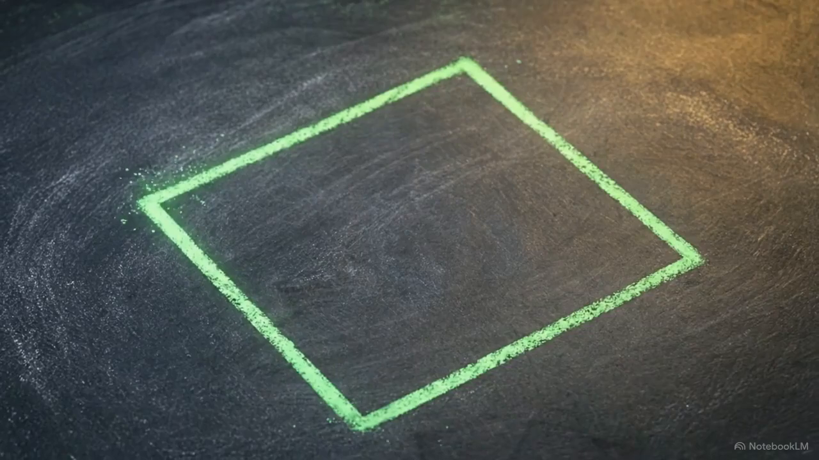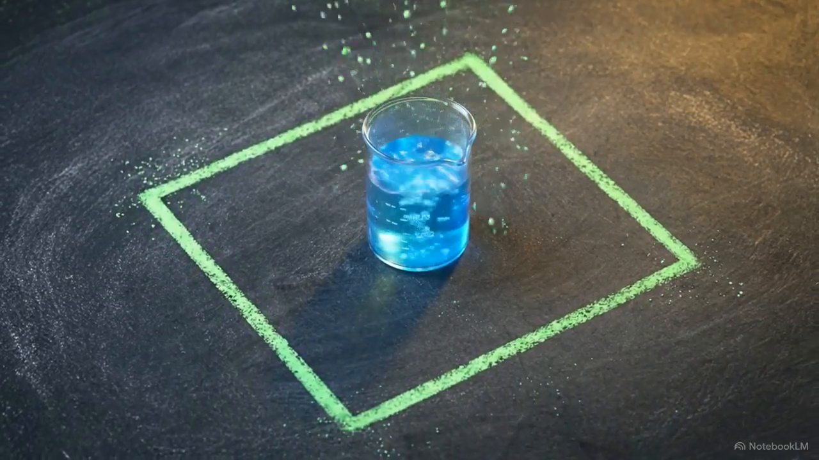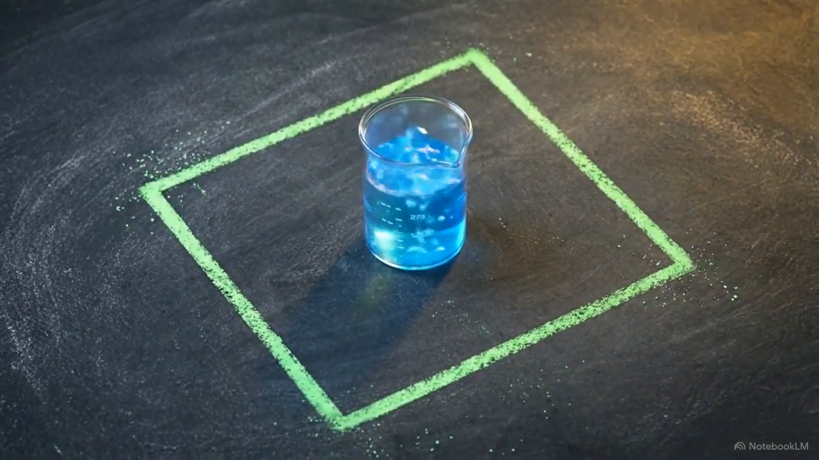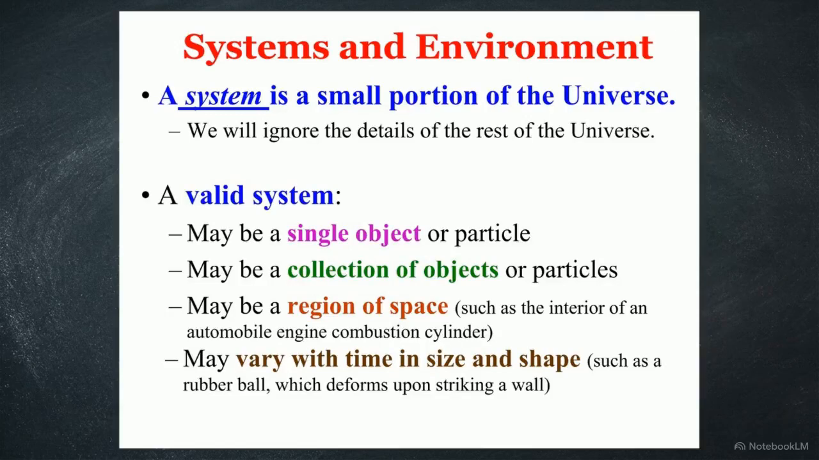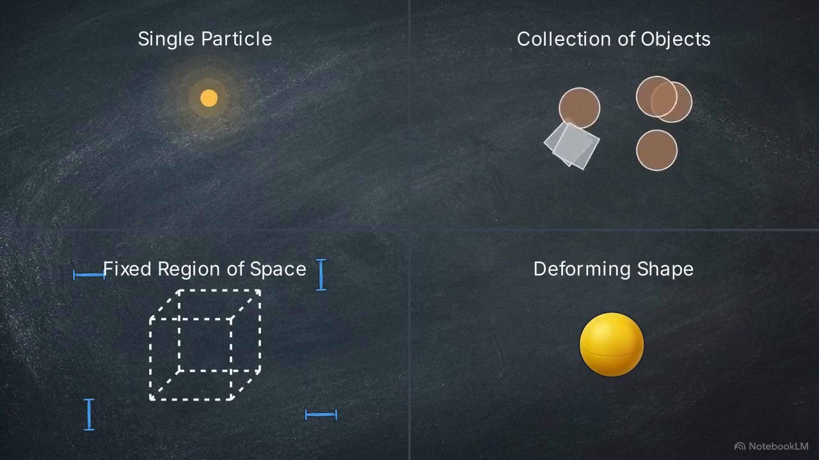To use this method, the absolute first step is to draw a rigid conceptual boundary around exactly what we are analyzing. This text outlines the physical definition of a system. It defines it simply as a specific, small portion of the universe that we isolate for study. The observer chooses the boundaries.